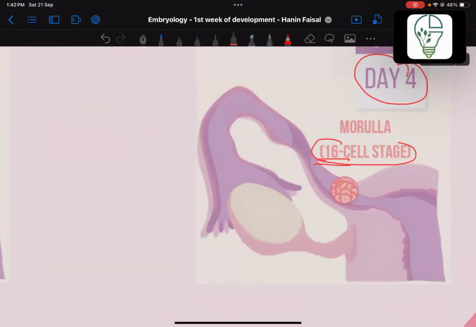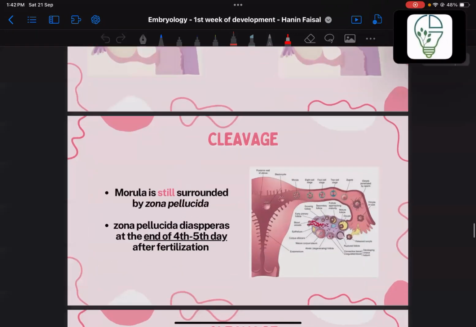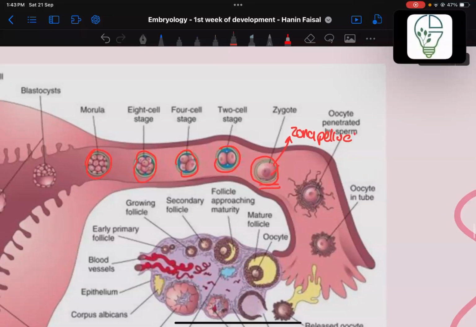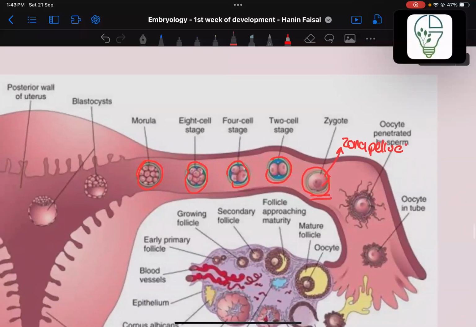This 16-cell stage is called morula. You have to know this name. When it divided into 16 cells, it's called morula. Okay, now look at this green thing surrounding the zygote, surrounding the 2 cells, the 4 cells, the 8 cells, and the morula. This is the zona pellucida. At what stage did this zona pellucida disappear? Looking at this image.